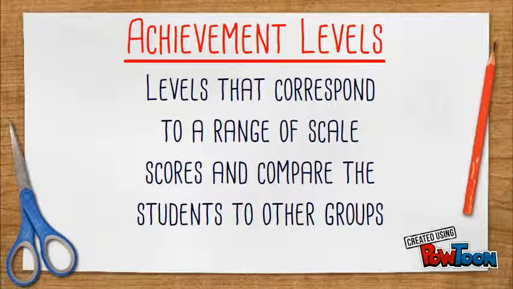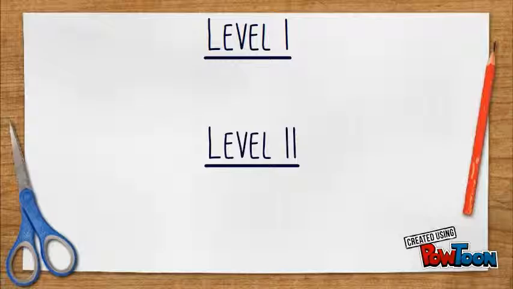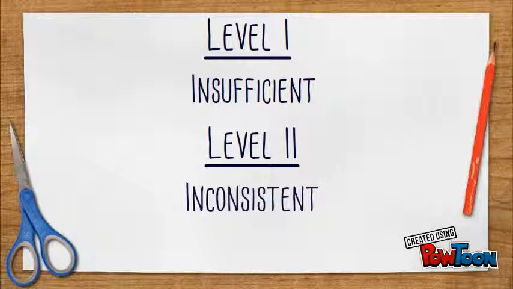Next we have achievement levels. Achievement levels are levels that correspond to a range of scale scores and compare the students to other groups. For example, your student's achievement level will be compared to the school and the state level. So your student can perform at 4 different levels.